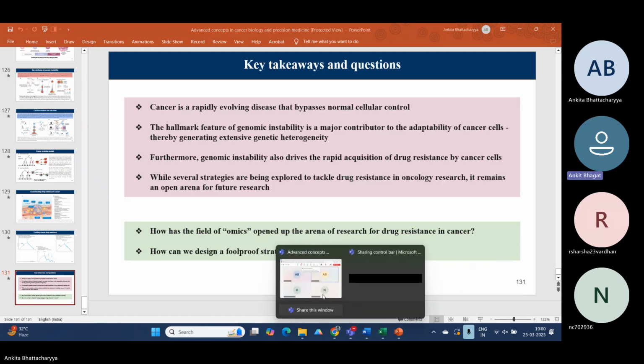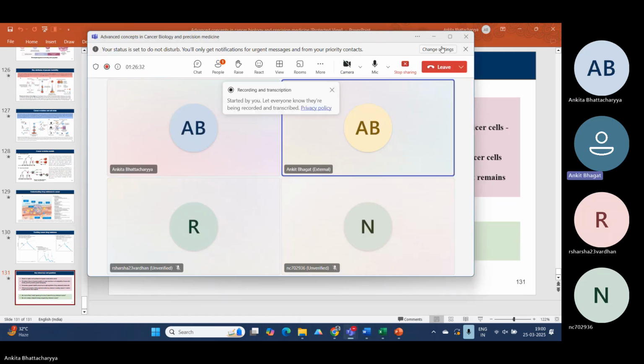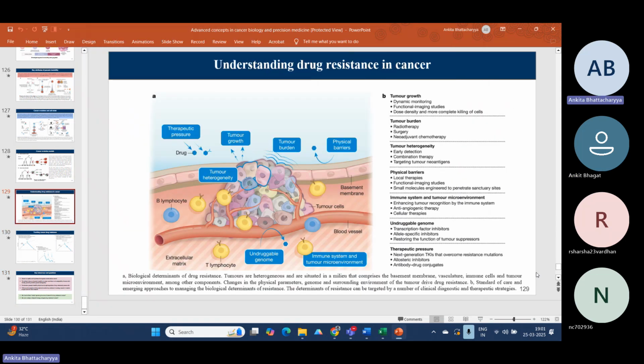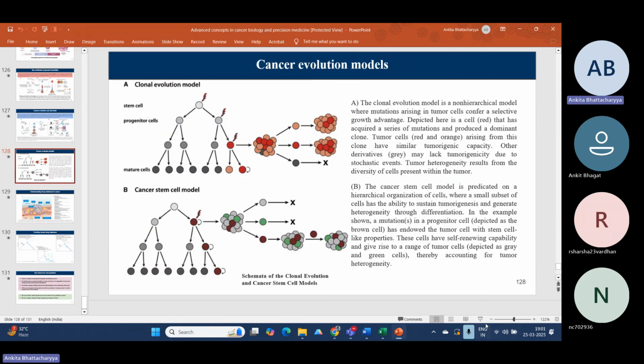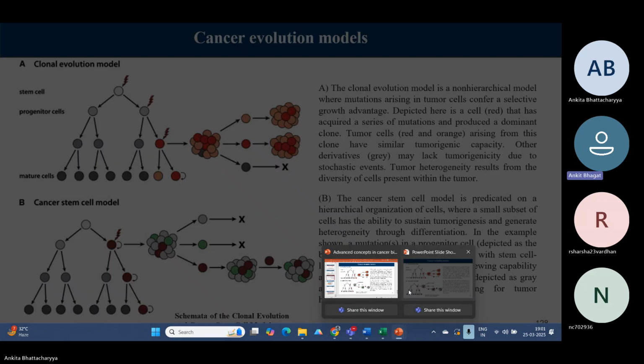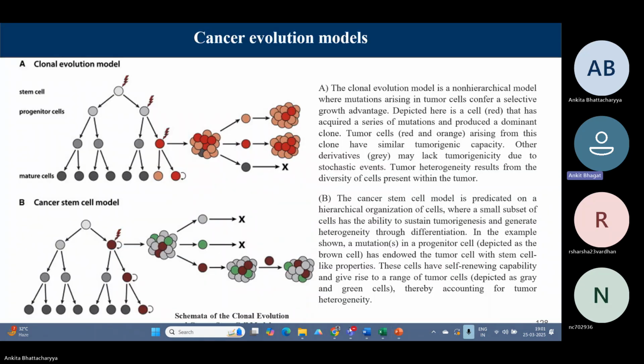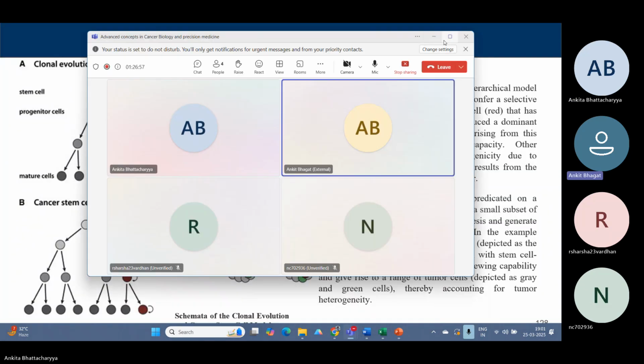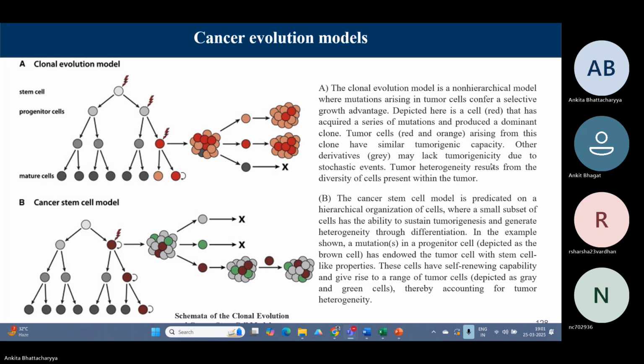Ma'am, could you please go to slide number 128? Sorry, there was some issue. I couldn't hear you. Can you repeat again? Could you go to slide 128? Yeah. This cancer stem cell model, what is the significance of that self-renewal thing?